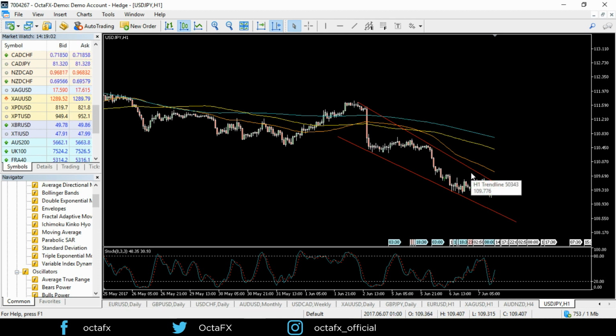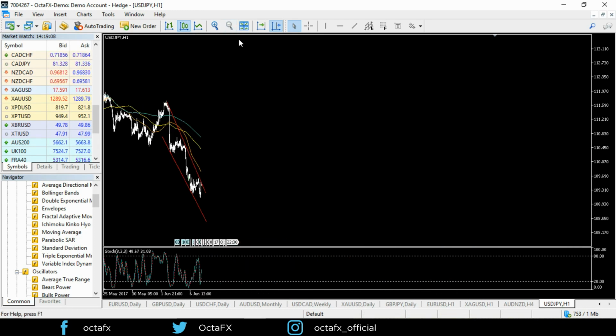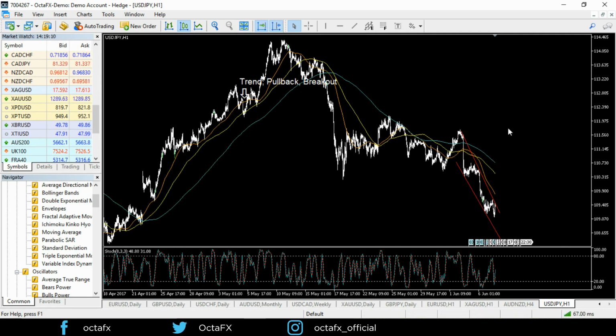And what we always want to do is be aware of the overriding trend. So let's take a look and see what the trend is like here. So we can see that we're in a downtrend right now. And so we might be favoring breakouts to the downside.